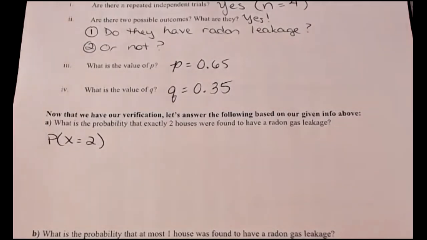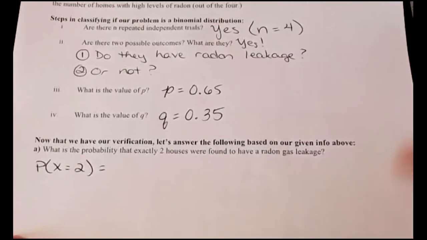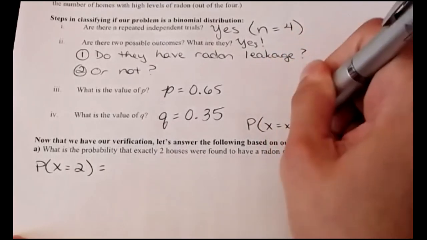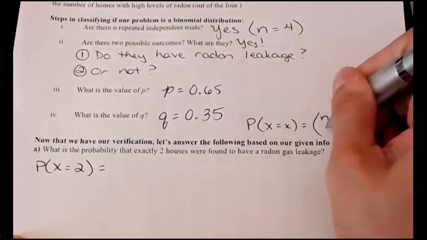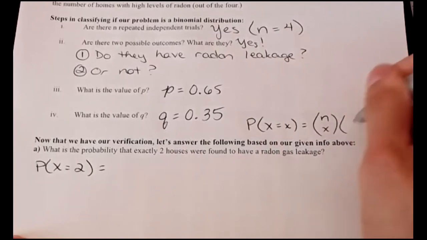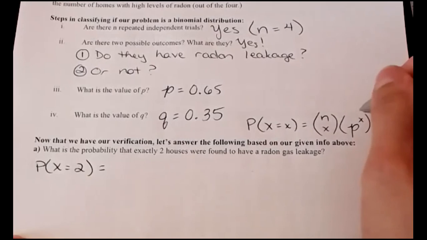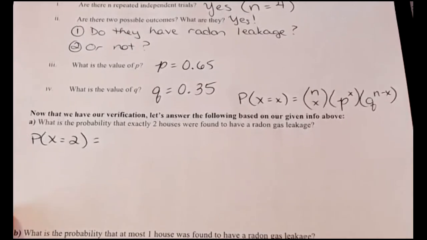So we are going to use a formula, n choose x. I'm going to write the formula here because I think that might be helpful. The probability that X is equal to a specific number of values is going to be n choose x times the probability of that many successes times the probability of that many failures. So there's your formula.